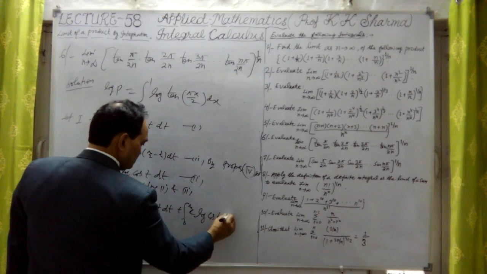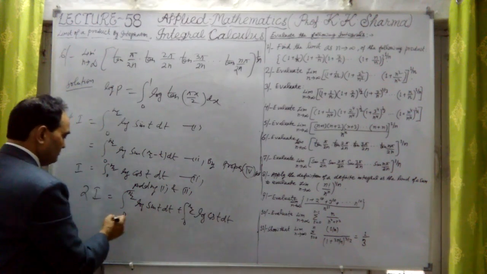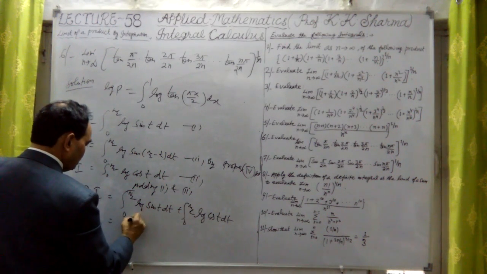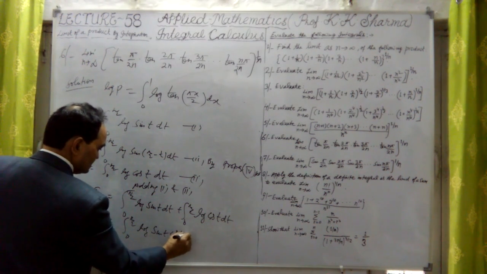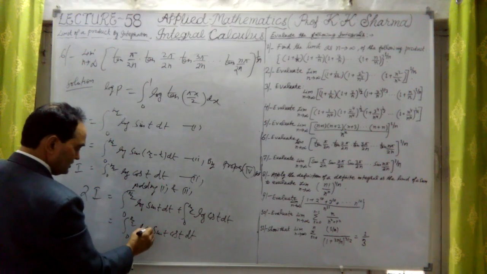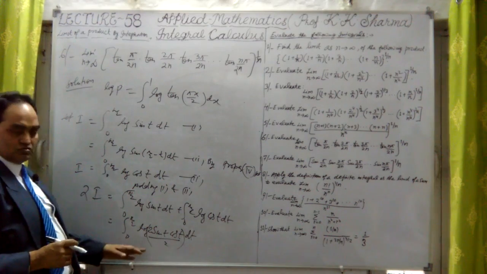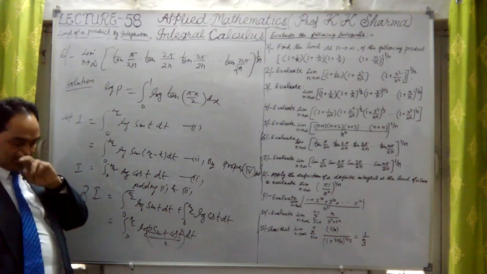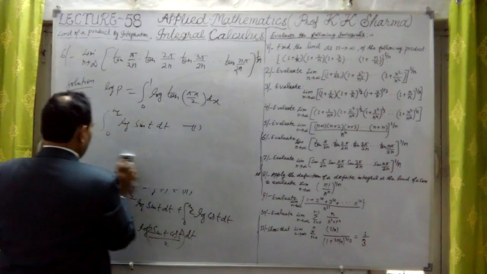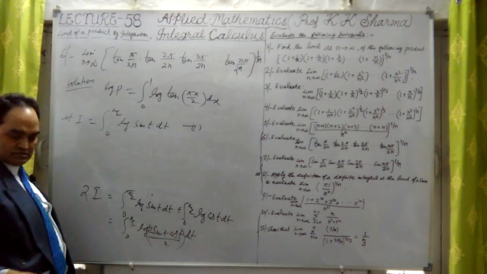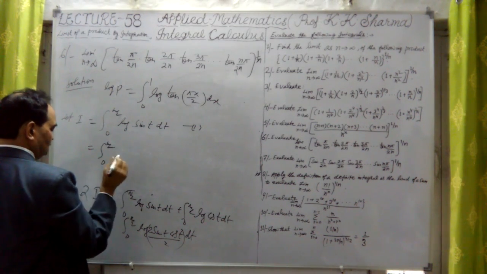This is log m plus log n, so they will be multiplied: the integral from 0 to pi by 2 of log(sin t cos t) dt. Now if I multiply this by 2 and divide by 2, it will change to log sin 2t. Let me write it here. Finally, what do we get here?